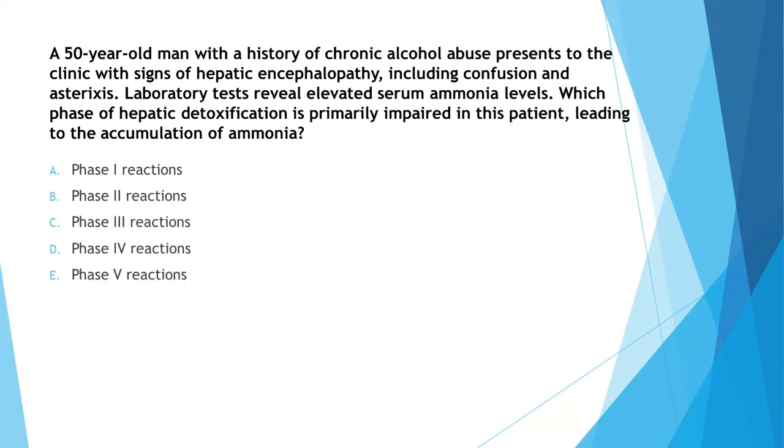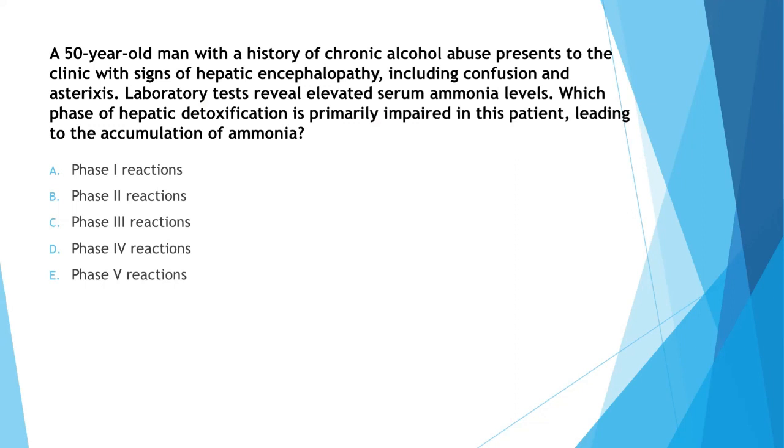A 50-year-old man with a history of chronic alcohol abuse presents to the clinic with signs of hepatic encephalopathy, including confusion and asterixis. Lab tests reveal elevated serum ammonia levels. Which phase of hepatic detoxification is primarily impaired in this patient, leading to the accumulation of ammonia? Phase 1 reactions, phase 2 reactions, phase 3 reactions, phase 4 reactions, or phase 5 reactions.